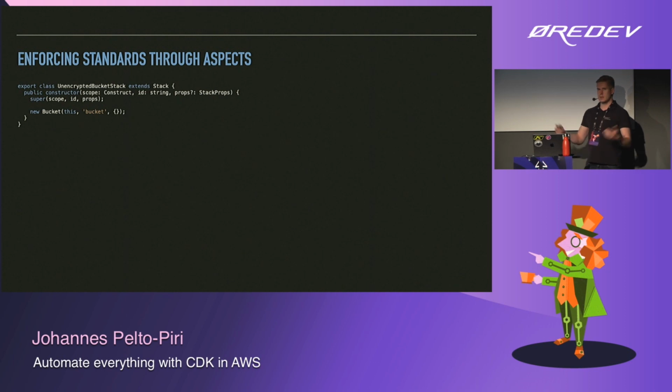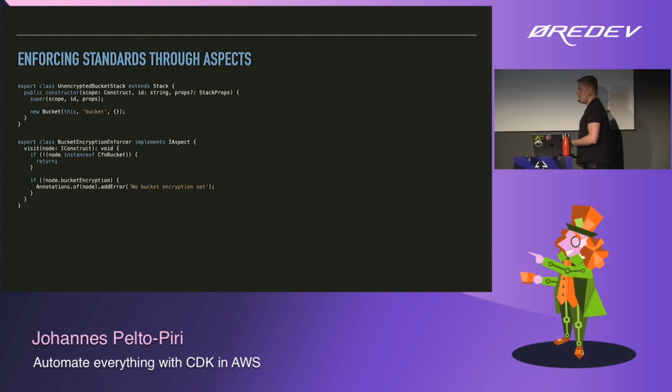And we might miss that. And we shouldn't be able to miss it. So what we can do is that we can write an aspect that will inspect everything within our app to make sure it's compliant with whatever standards that we have. Or we can modify things to fit our need.